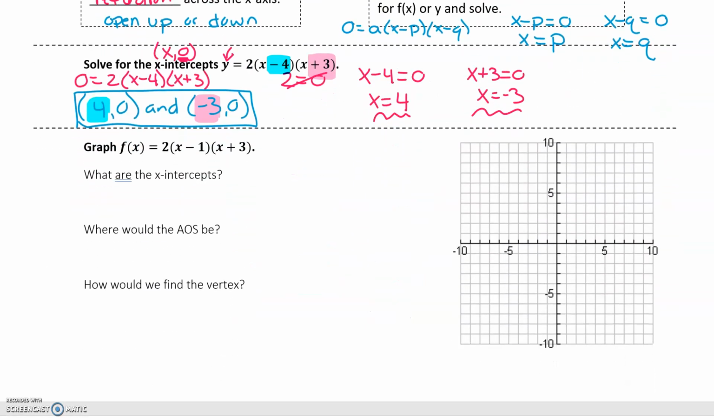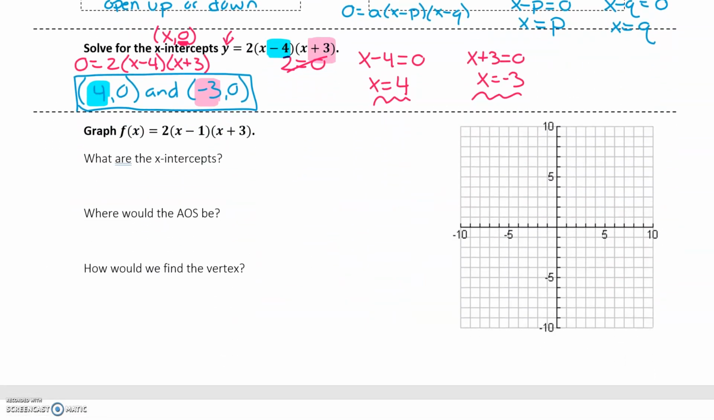Okay? So let's see how that helps us when we actually try to graph this. All right, so we are graphing f of x equals 2 times (x minus 1) times (x plus 3). First question is, what are the x-intercepts? So remember, to find an x-intercept, we need the y to be 0. So I'm going to put a 0 in place of the y, or f of x.